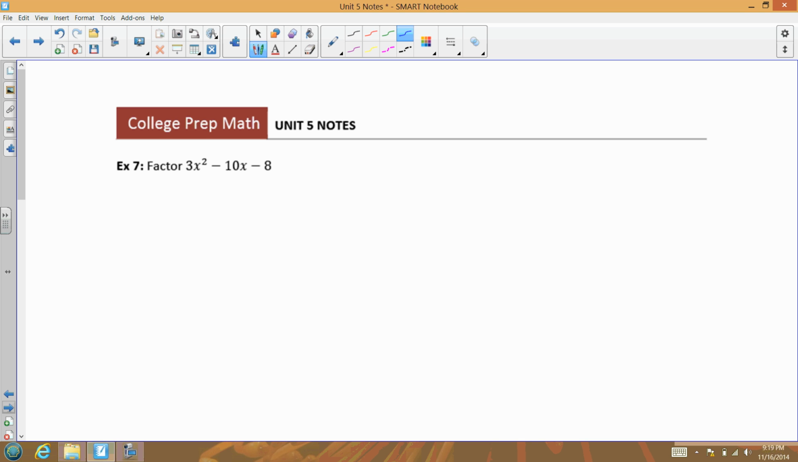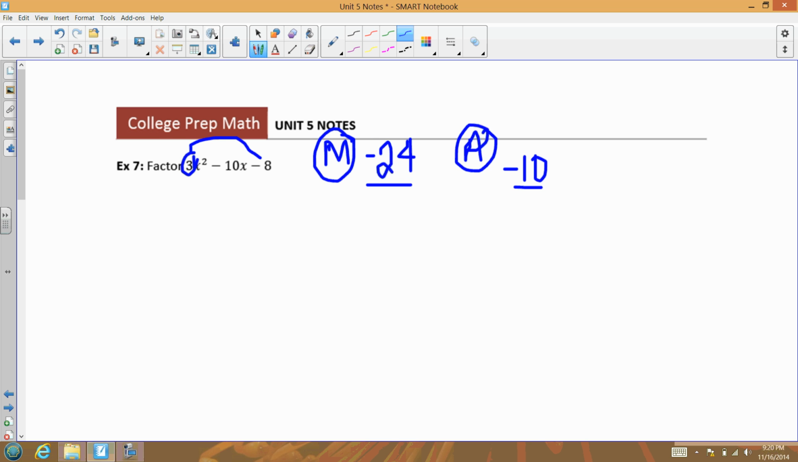So this next problem here, you look at it and you see, okay, well, I have a leading coefficient that's not equal to 1. So see first if you can factor it out. Unfortunately, in this case, you can't. So what I'm going to do is I'm going to multiply those, and I'm looking for numbers that are going to multiply to negative 24, but they're going to have to add to negative 10. That's what I'm looking for. So numbers that multiply to negative 24, but add to negative 10.